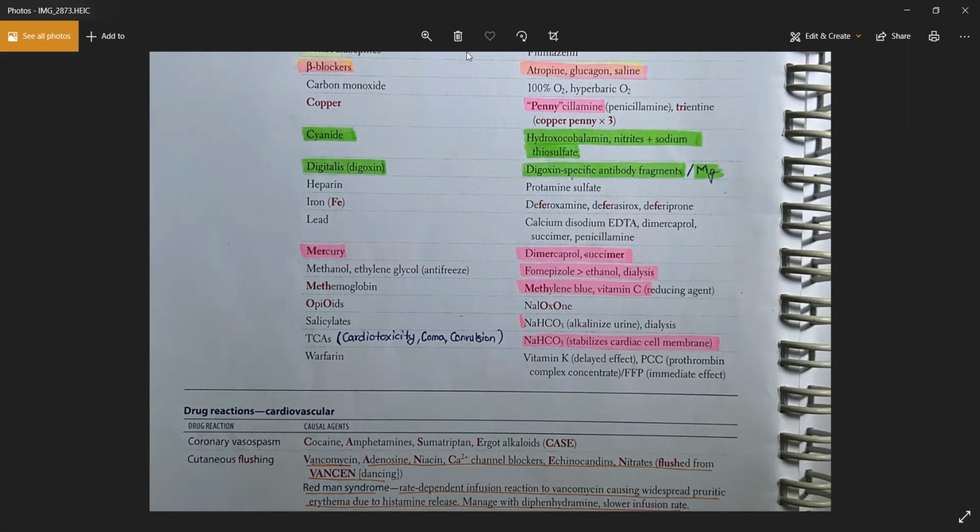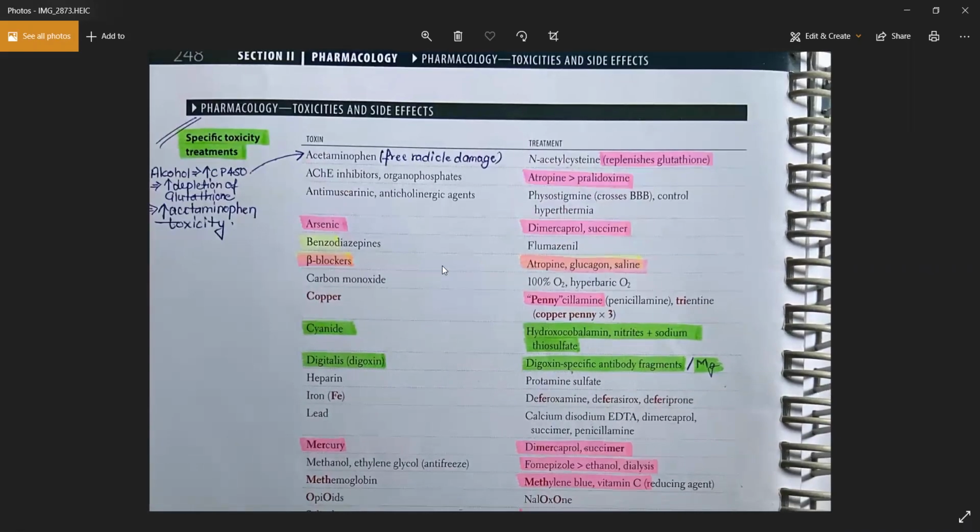And what enzyme is involved? Cytochrome P450, yes. So acetaminophen will cause free radical damage in your liver, right? And as a result, to prevent the toxicity of acetaminophen, you need to give the patient acetylcysteine. Why? Because N-acetylcysteine will replenish your glutathione, and glutathione is required to fight the reactive oxygen species, right?